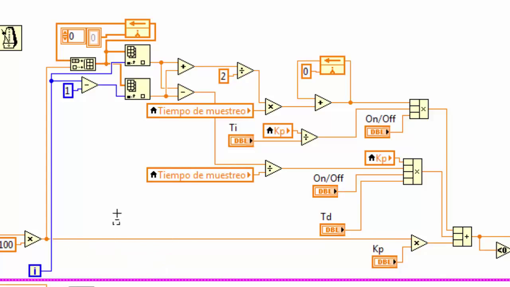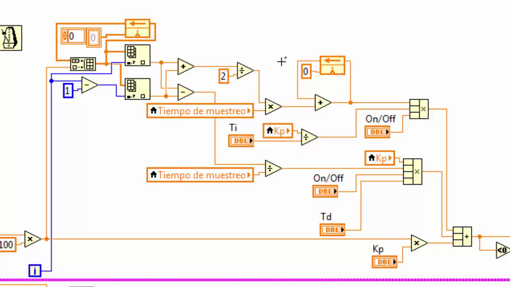With the error percentage, we multiply it by Kp to obtain the proportional part of the PID. For the integral part and derivative part, we get these two arrays. That is the history of all the errors. In this array we have the actual error, and in this array we have the last error.